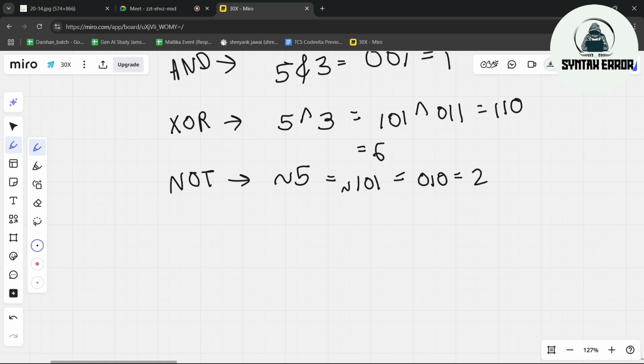Next one is left shift. So left shift and right shift, this is the thing which we will use. Not, I think we don't use frequently, right? We will use it frequently, in some cases.